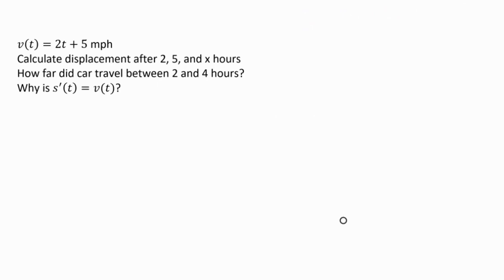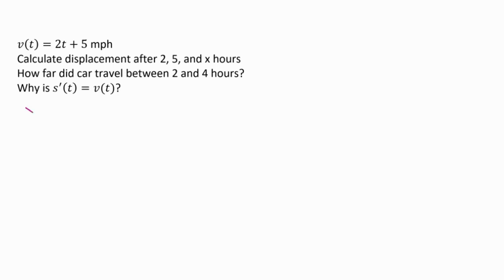So remember, displacement is the area under a velocity curve, and total distance traveled is area under the speed curve, or the absolute value of velocity curve. So we have 2t plus 5. We're calculating displacement after 2, 5, and x hours. So we're assuming that we're going to be starting at 0.